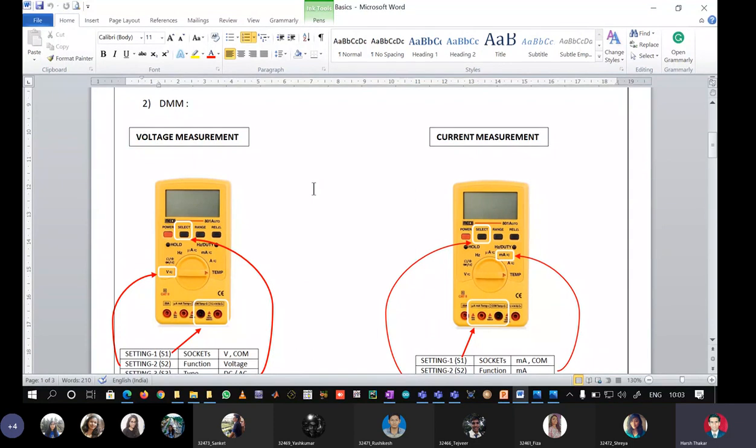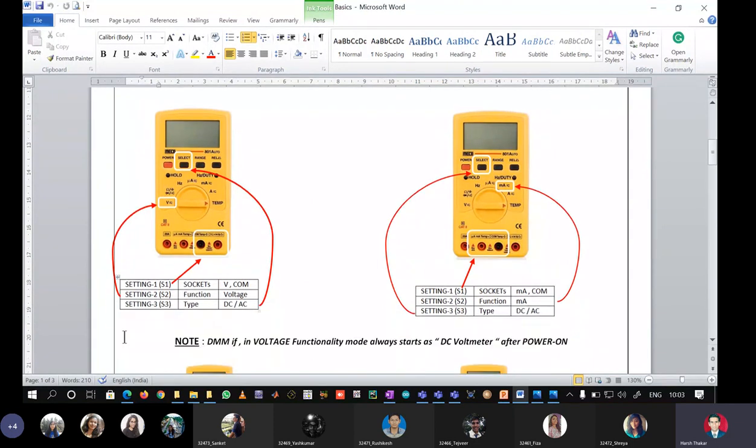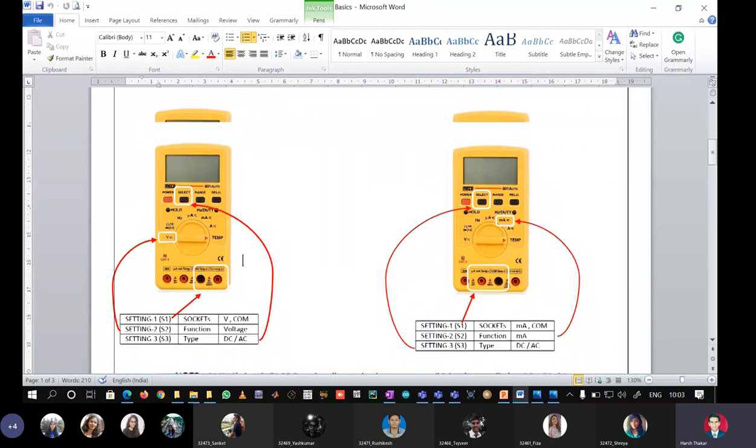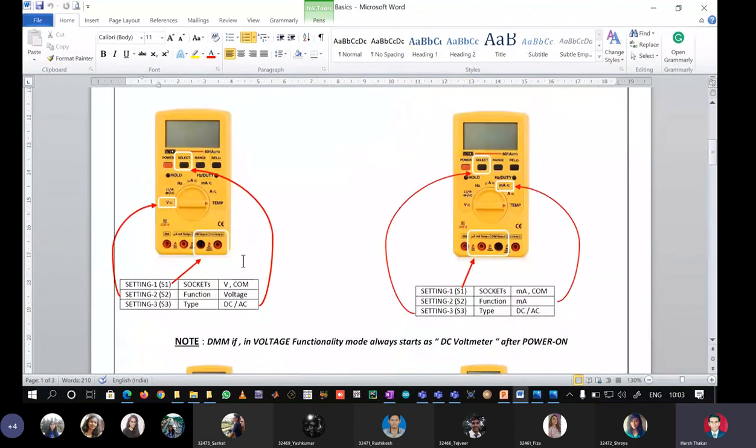Right? So here I have written three settings. The first setting, called S1, indicates the correct socket. If you want to use the DMM as a voltmeter, then the first thing you have to do is select these two sockets, that is the rightmost red and the next to the left, that is common, COM.